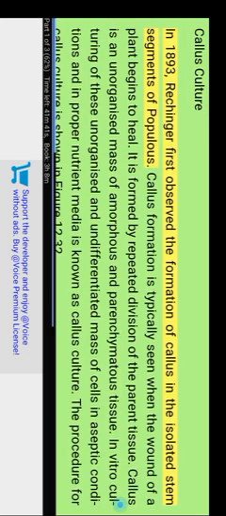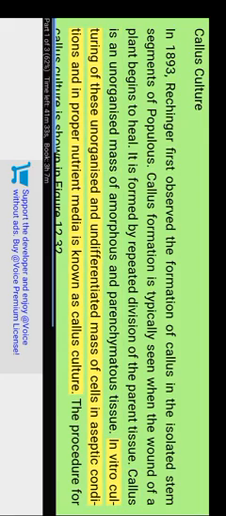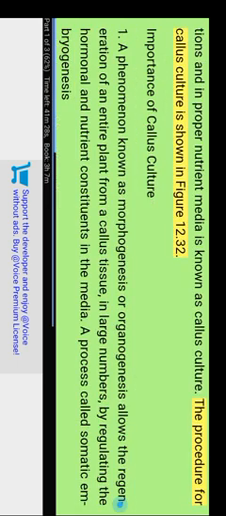Callus culture. In 1893, Rietzschner first observed the formation of callus in the isolated stem segments of Populus. Callus formation is typically seen when the wound of a plant begins to heal. It is formed by repeated division of the parent tissue. Callus is an unorganized mass of amorphous and parenchymatous tissue. In vitro culturing of these unorganized and undifferentiated masses of cells in aseptic conditions and in proper nutrient media is known as callus culture. The procedure for callus culture is shown in figure 12.32.